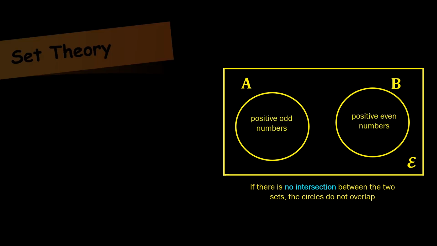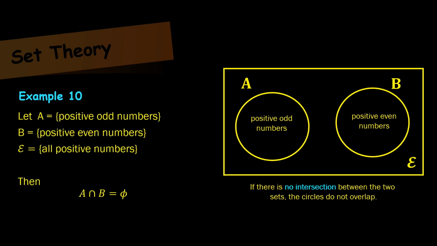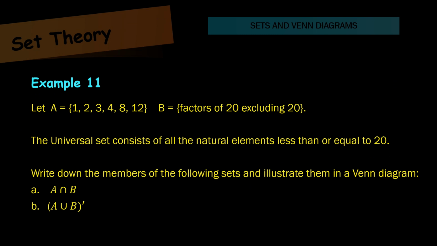An example of this could be positive odd numbers and positive even numbers. Here we have that A intersect B equals the empty set. We will now take a look at an example which combines several concepts together. Pause the video and have a go. Press play when you're ready to view the solutions.